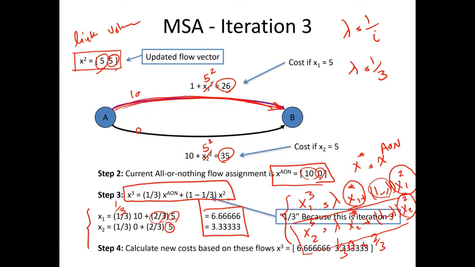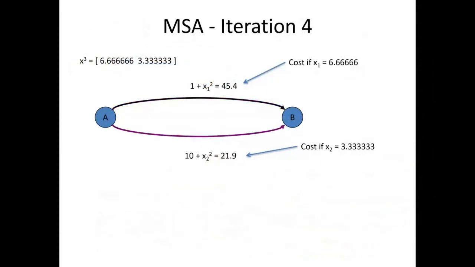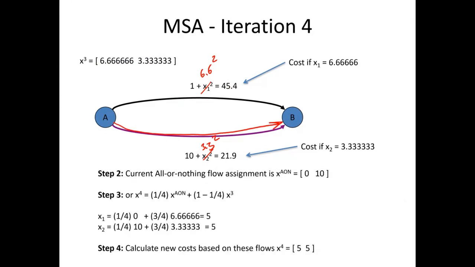And now that we have new volumes, we can actually recalculate the costs, right? So if we recalculate the costs, this was 6.6 power 2, this is 3.3 power 2. We can see that now the shortest path is the bottom one. So let's redo this again. We do an all or nothing assignment. That means 10 people will go here, 0 will go here.